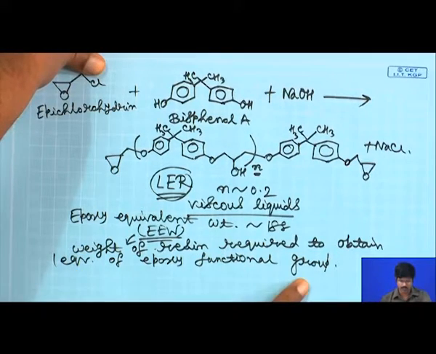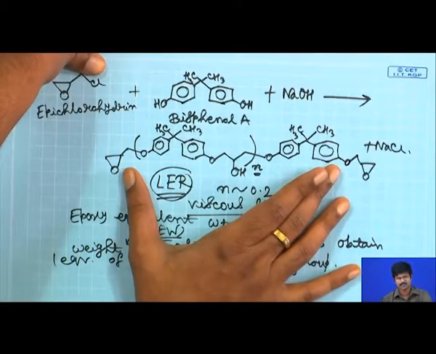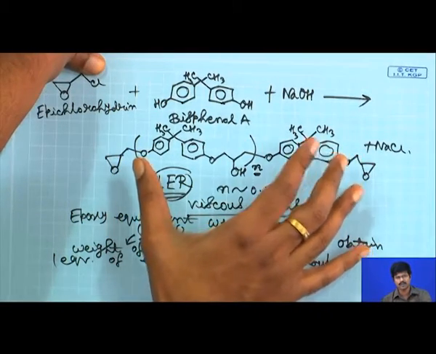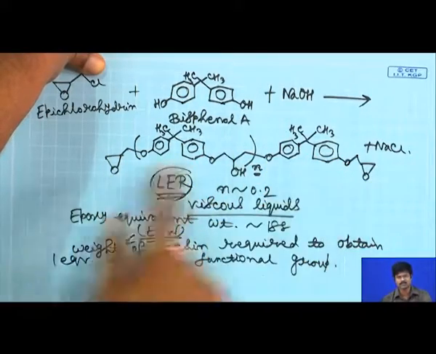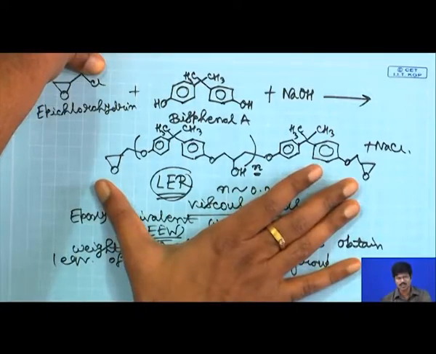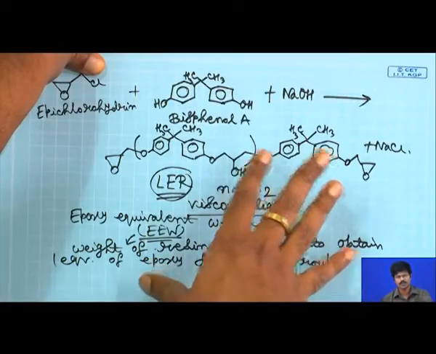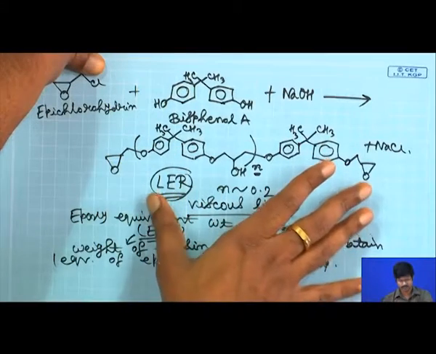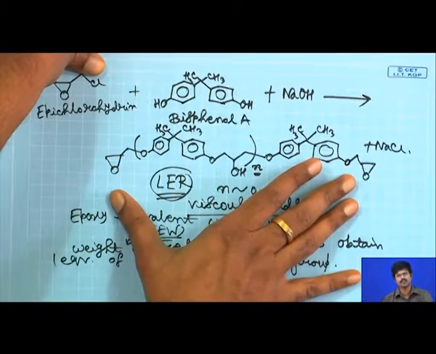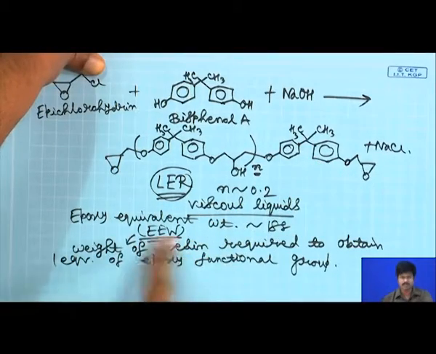of epoxy functional group. So, if the molecular weight is x, and you take x gram of this molecule, then you will get 2 equivalent. So, how many grams will give you 1 equivalent? That will be x divided by 2. So, that will be your epoxy equivalent weight.